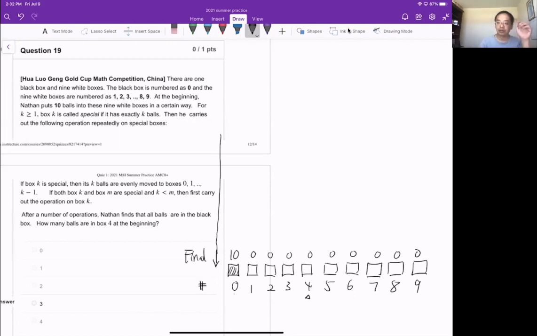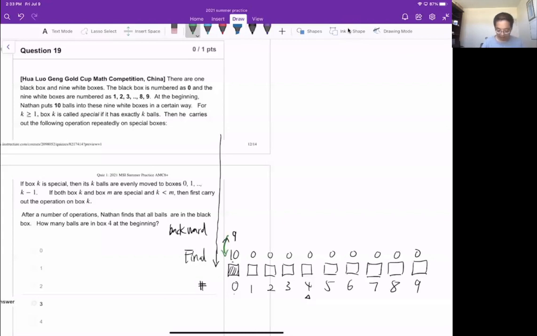For this problem, the most convenient way, at least to me, is to move backward. This is the final step, 10, 0, 0. So what's the previous step? Which scenario can lead us to 10, 0, 0, 0? Obviously, it's 9. So we go backward.